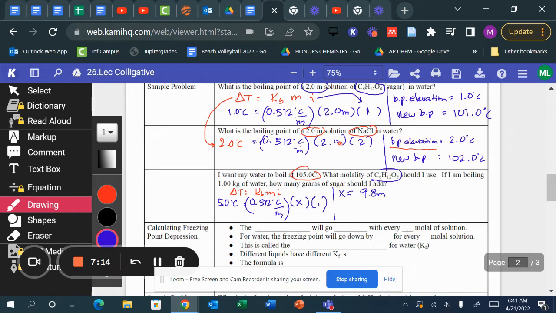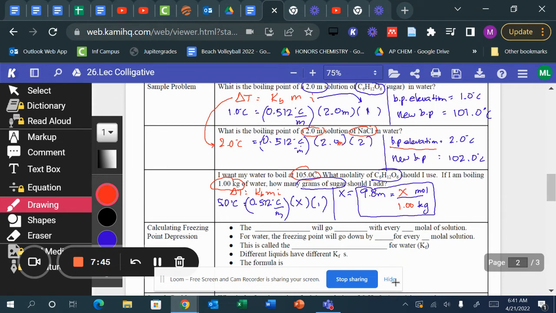Okay? If I am boiling 1 kilogram of water, how many grams of sugar should I add? So I'm asking for the grams of sugar now. So I'm going to write the formula. Molality is equal to moles over kilogram. So this is my formula. I am using 1 kilogram of water. They have to tell you how much water, obviously. How many grams? Well, if I can solve for moles, I can find grams. So finding moles, you multiply these two.